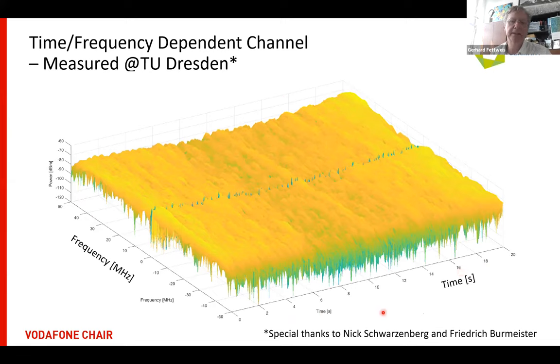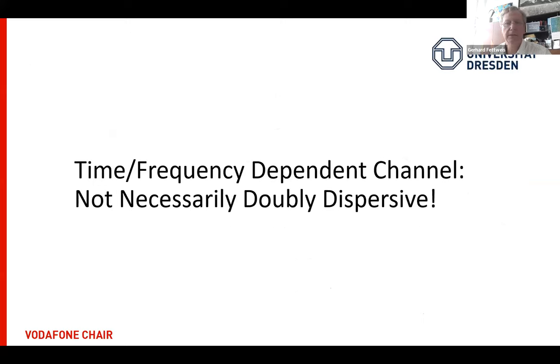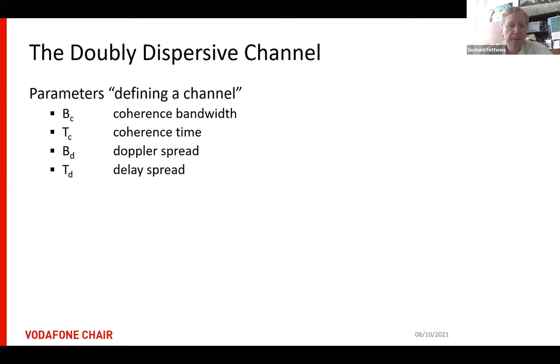And this is just the selectivity part. This is not the dispersion. That this also comes hand in hand with the dispersion is something that I'll address. But just for us to understand, this is not the reason why we would talk about a doubly dispersive channel. This is just a time frequency selective channel. If we have a time frequency dependent channel, it is not necessarily doubly dispersive. So what would a doubly dispersive channel be? If we take our coherence bandwidth, our coherence time, our Doppler spread, and our delay spread, I always call them the four important parameters that characterize a channel.